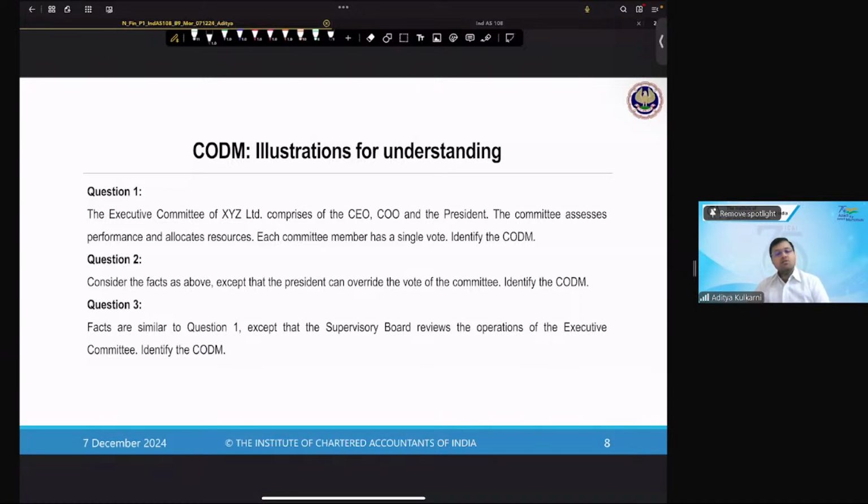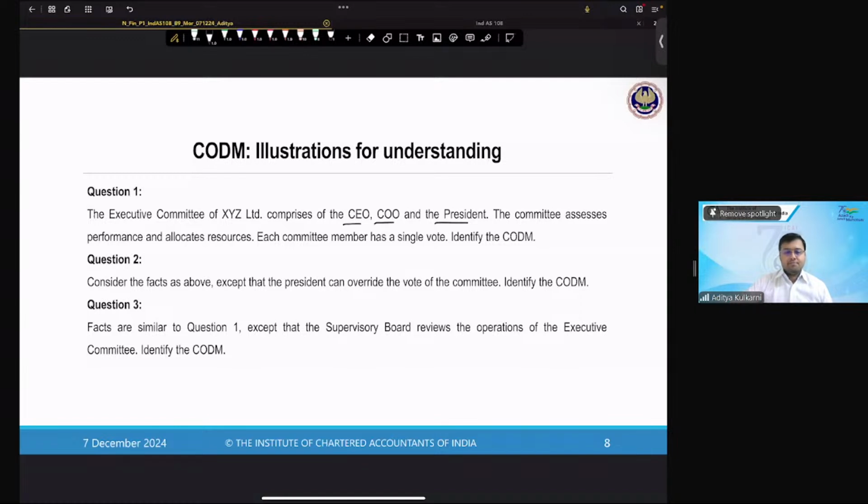Coming to two or three small illustrations. The executive committee of XYZ comprises the CEO, COO, and the president. The committee assesses performance and allocates the resources. Each committee member has a single vote. Identify the CODM. Who becomes your CODM here? Is it the CEO, or the CEO, COO, and president? See, I told you, don't go by designation, go by the work. Look at the work. Who is doing what?